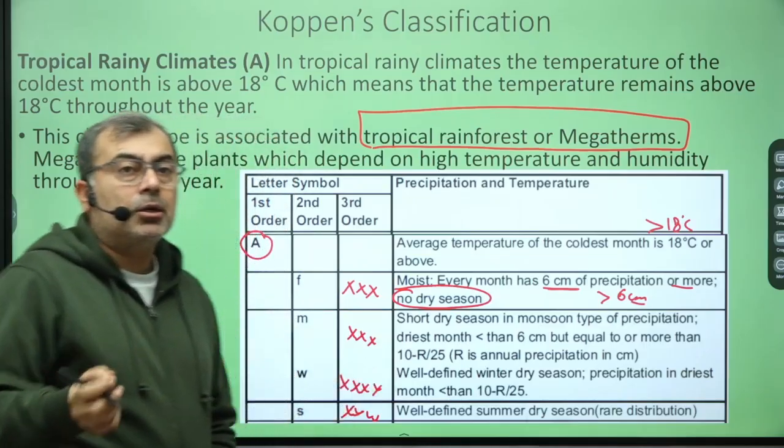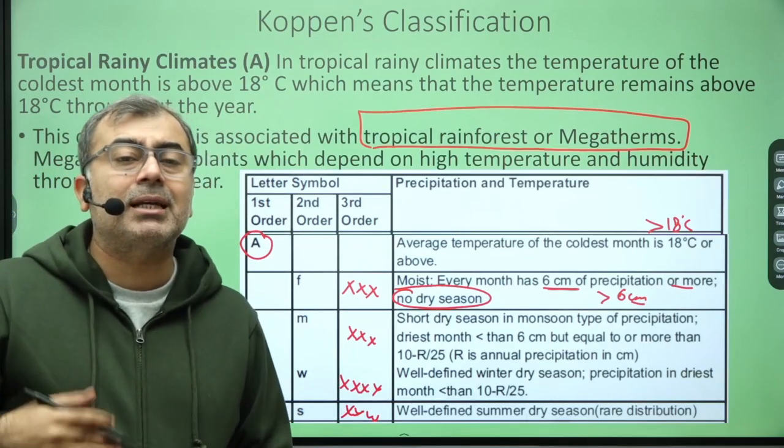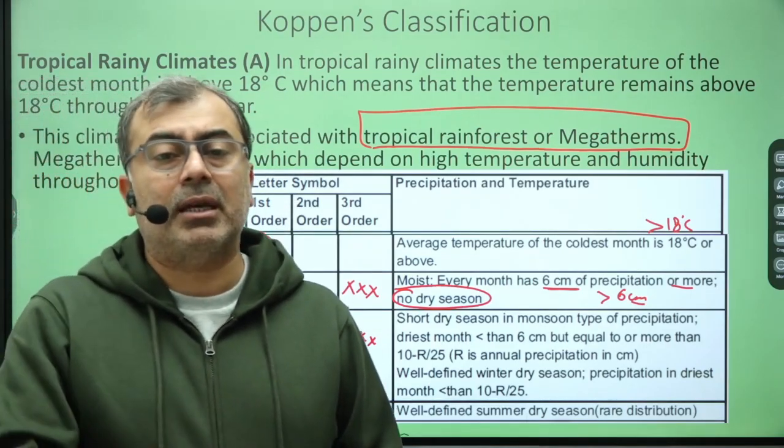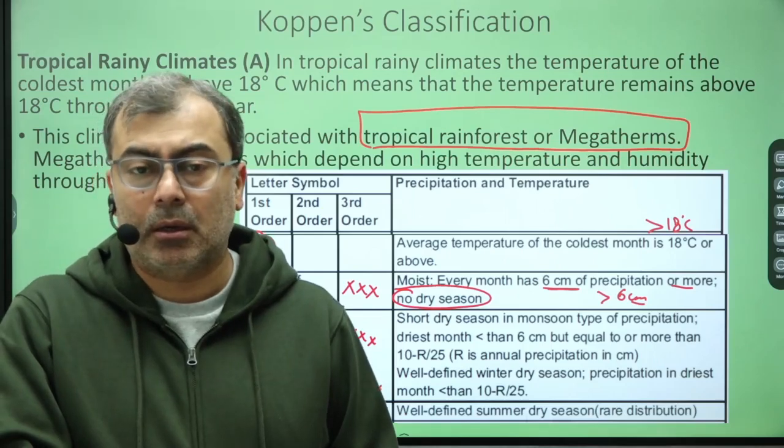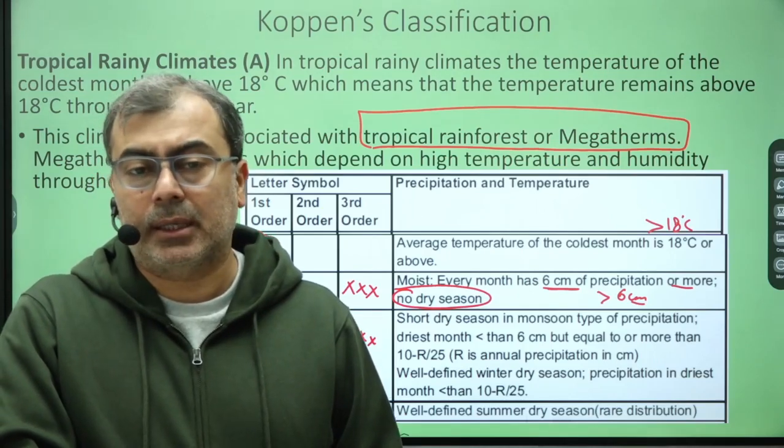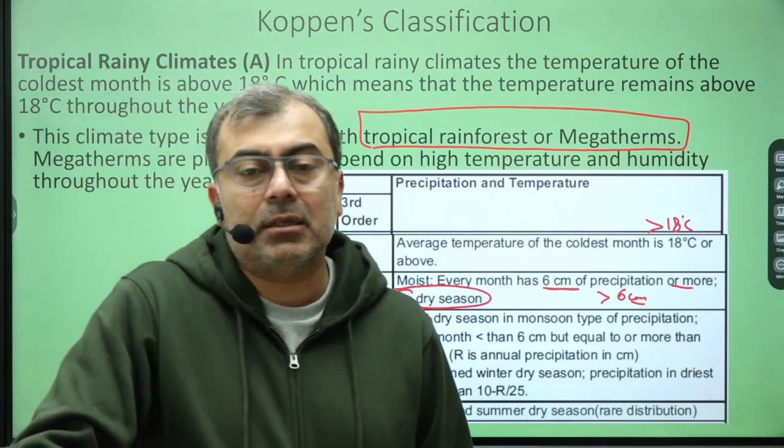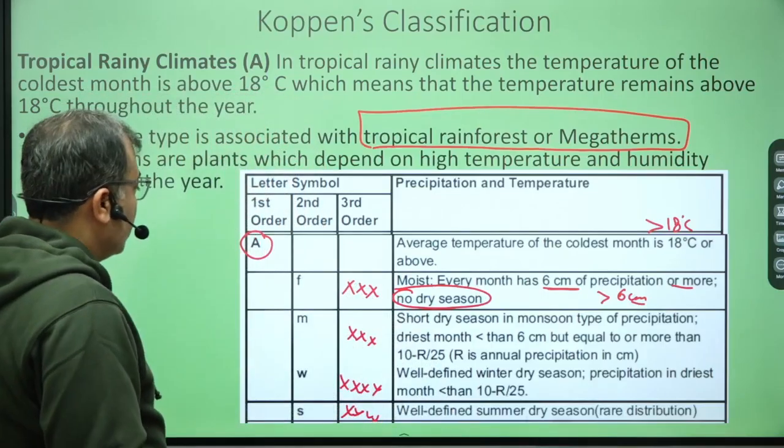If you wish, you can write there, but again I am saying memorizing will be a challenge. So that's why I am saying, wherever F is written, F means full year. Okay? It can be said as no dry season. If you want, you can write down 6 centimeter. Now we are in M.